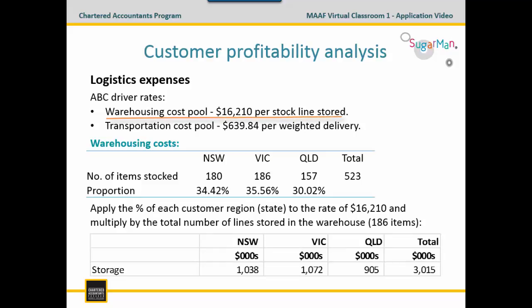To allocate the warehousing cost to each region, we apply the percentage weighting for each customer region to the ABC driver rate of 16,210 multiplied by the total number of lines stored in the warehouse. This calculation shows the warehousing cost allocated to New South Wales, or we could allocate 34.42% of the total warehousing cost pool to New South Wales.